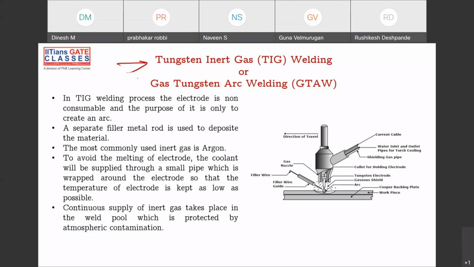There is another name for tungsten inert gas, that is gas tungsten arc welding, GTAW. Either it is known as TIG welding or GTAW welding. So why it's tungsten, why it is inert gas, we'll see.